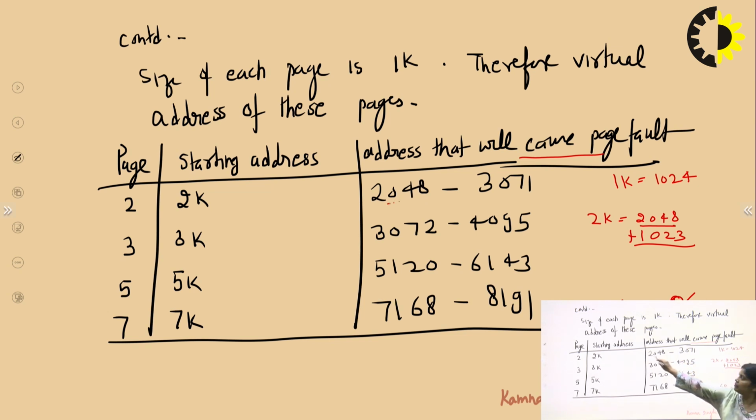Just the same, the starting address is 2048 and the total number of addresses is 1023 more because 1K is the page size. So you add 2048 plus 1023, that is 3071. The same procedure is followed for 3K: starting with 3072, you add 1023, and you get the last address.